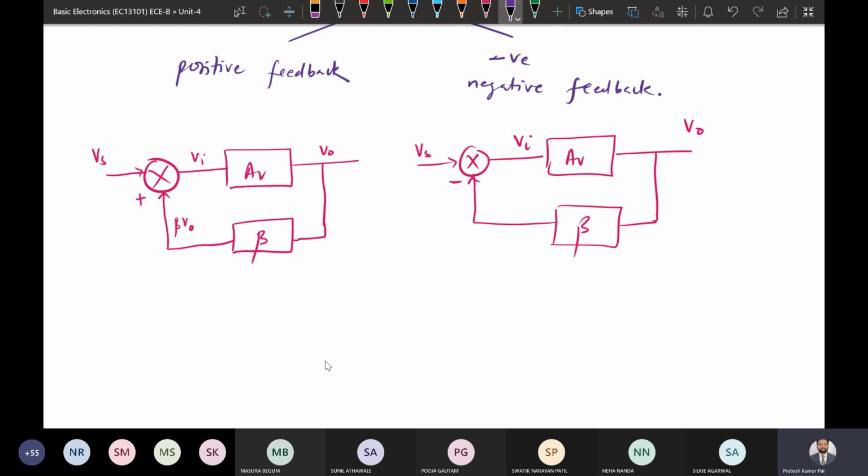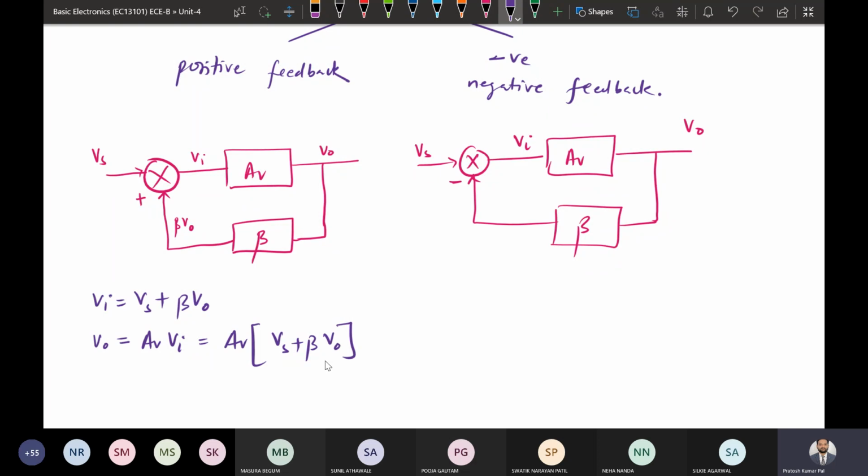So if we want to calculate here, the input voltage in the case of positive feedback will be Vs plus beta times V naught. So this is your input voltage, and similarly the output voltage will be gain multiplied by input. So input is nothing but Vs plus beta times V naught.